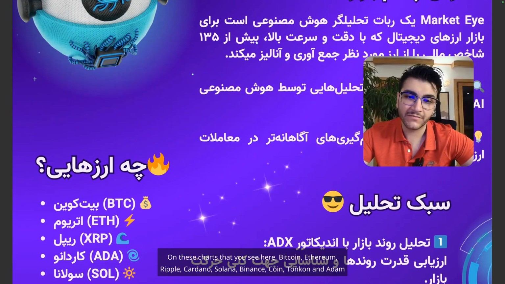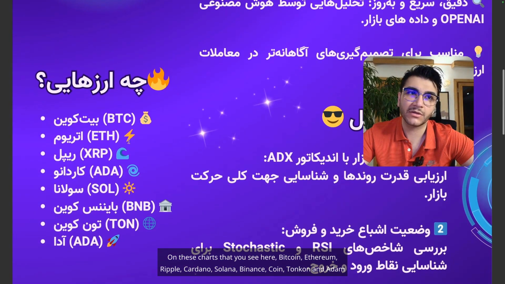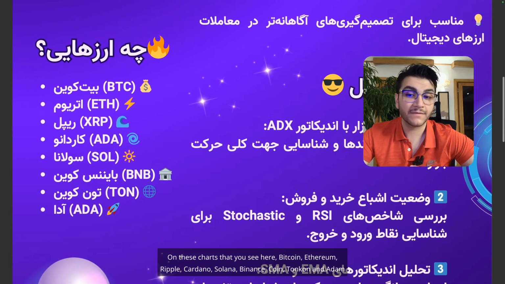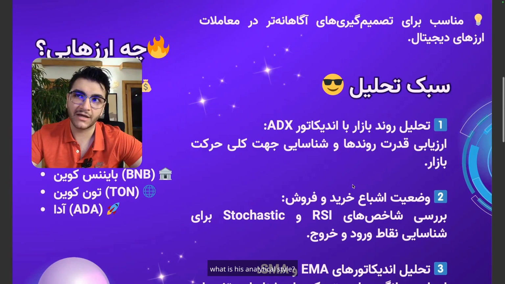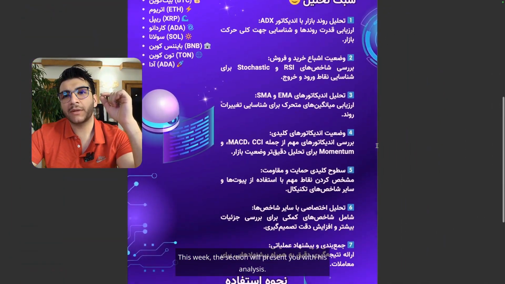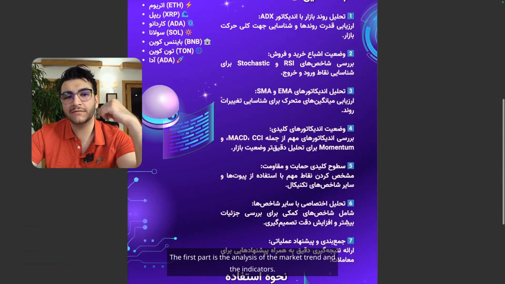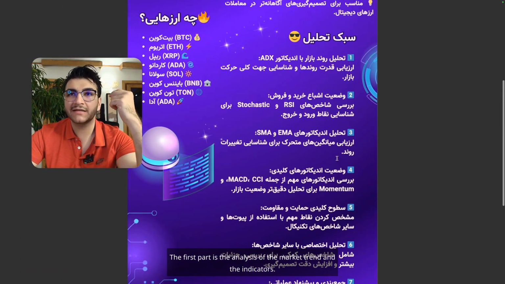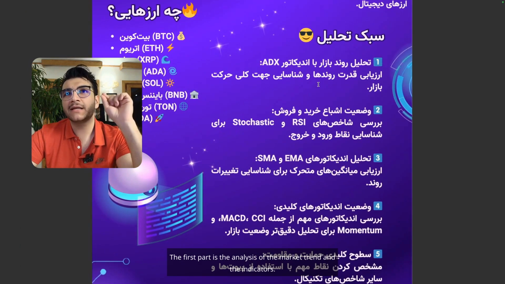On these charts that you see here are Bitcoin, Ethereum, Ripple, Cardano, Solana, Binance Coin, Toncoin, and Atom. What is its analytical style? This is very important. This section will present you with its analysis. The first part is the analysis of the market trend and the indicators.